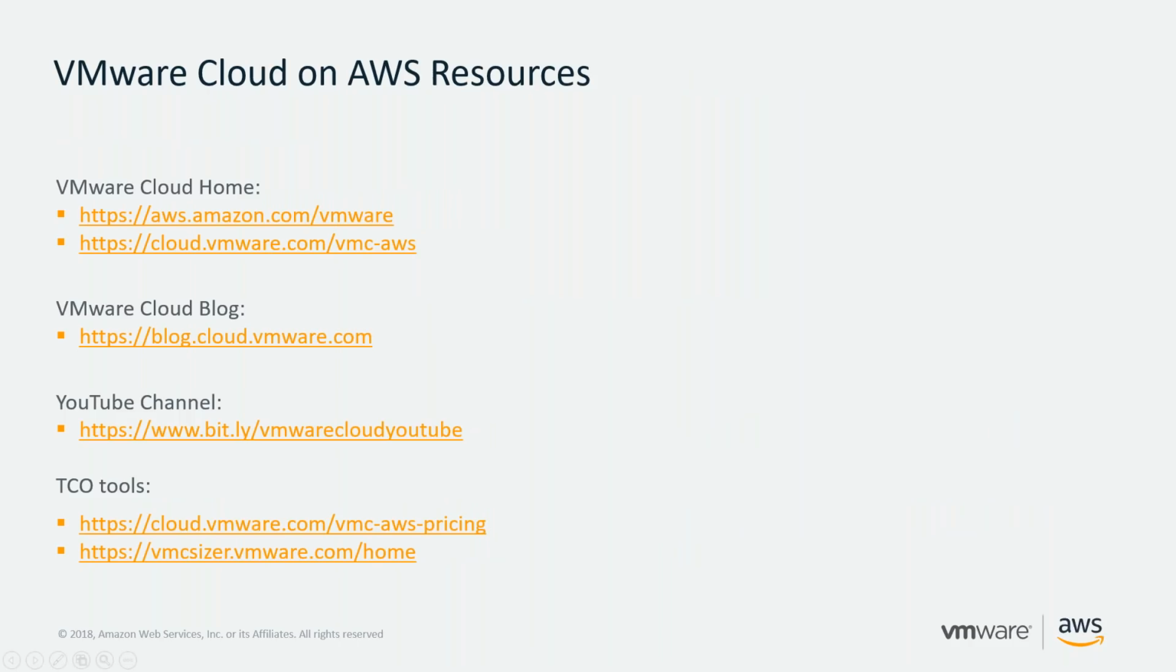Thank you, Brian. So we'll go over some of the VMware Cloud on AWS resources. You do have the option of going to several web pages, the VMware Cloud home pages: aws.amazon.com/VMware and cloud.vmware.com/vmc-aws. Then also do check out the blog posts available at blog.cloud.vmware.com. They're very informative. You get some technical information in regard to how to do certain things and how to leverage VMware Cloud on AWS. So definitely check those out.